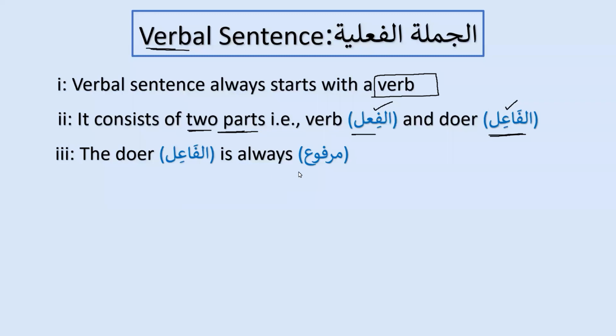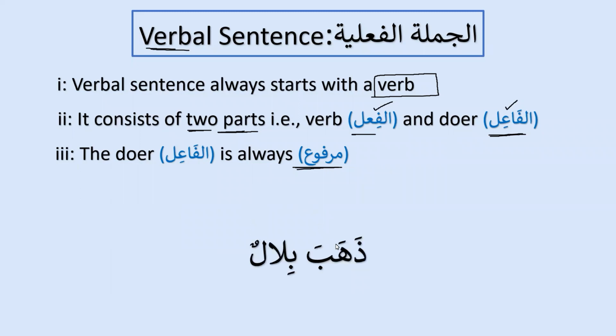The doer of the action is always marfu'. As we know, the action cannot happen by itself, there has to be someone to perform that action. And the performer of the action is called al-fa'il, and al-fa'il is always marfu'. That means always in halat rafi'.